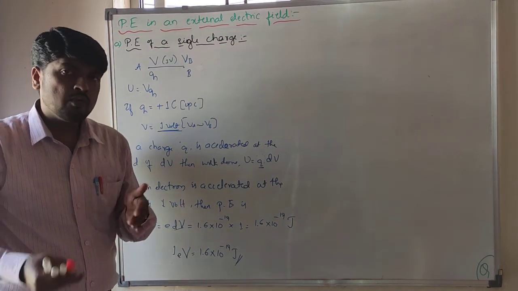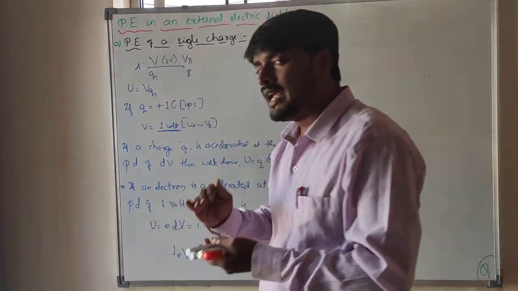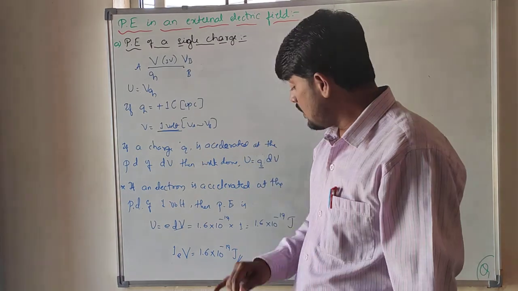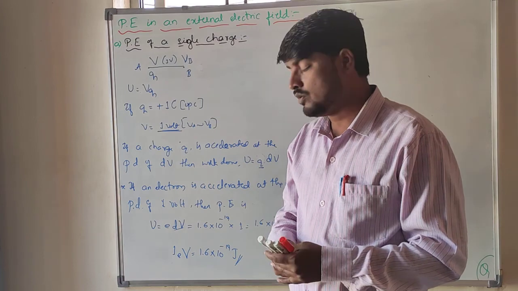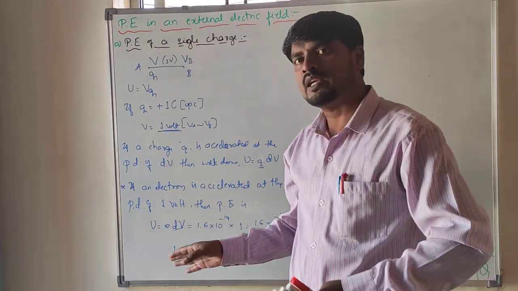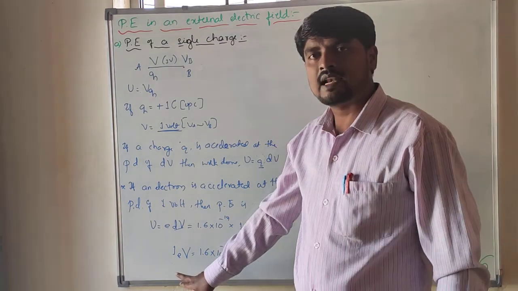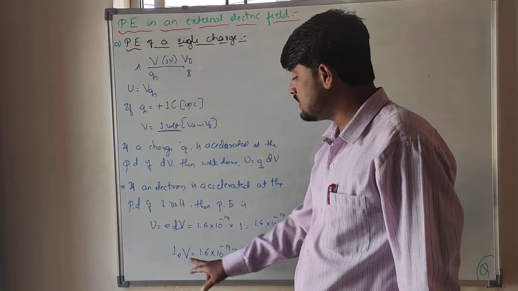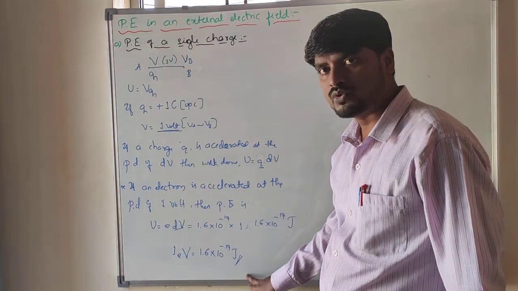Friends, if you go to the atomic level, the energy gap between two energy levels is not measured in terms of joules, because joule is a very high quantity compared to the electron volt. Hence we convert that joule into electron volt. The relation between 1 electron volt and the joule is: 1 electron volt is equal to 1.6 into 10 raised to minus 19 joules.